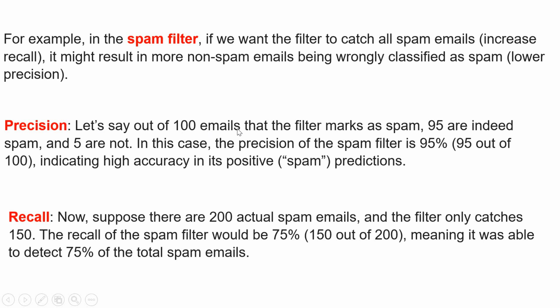Let's say out of 100 emails that the filter marks as spam, 95 are spam and 5 are not. In this case, the precision of the spam filter is 95% because 95 out of 100. So it is indicating high accuracy in its positive spam predictions. Now for recall, suppose there are 200 actual spam emails and the filter only catches 150. So the recall of the spam filter will be 75% because 150 out of 200, meaning it was able to detect 75% of total spam emails.